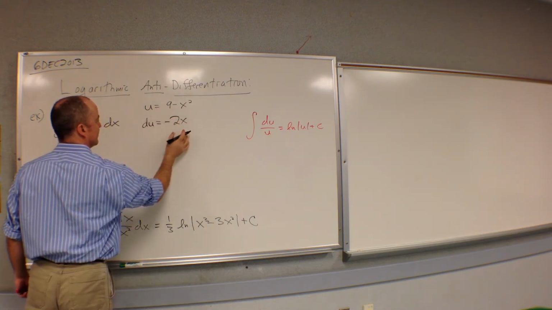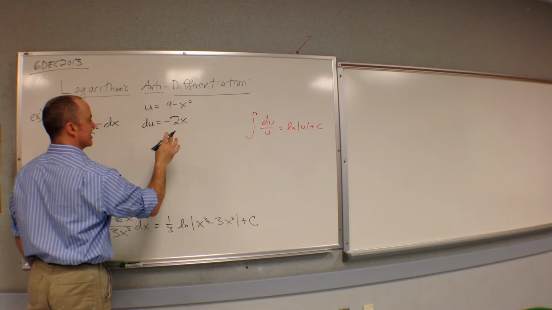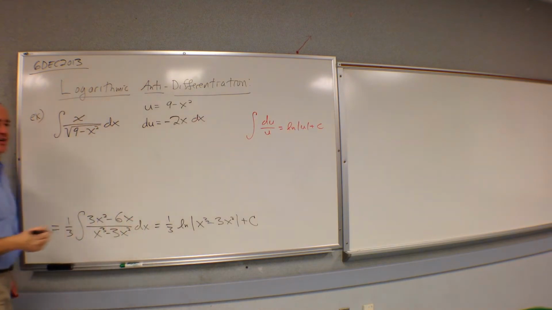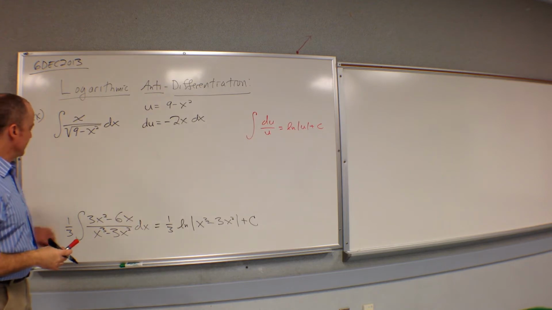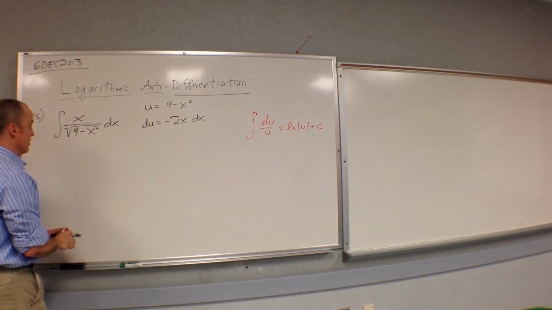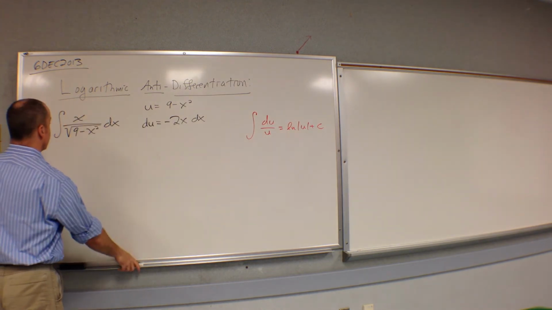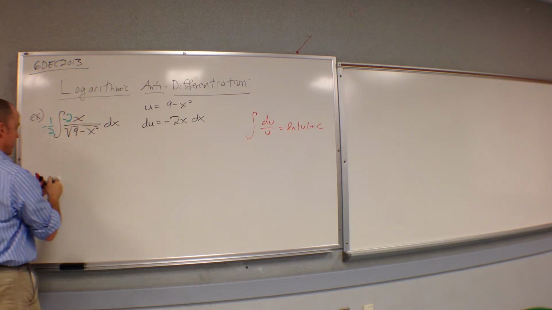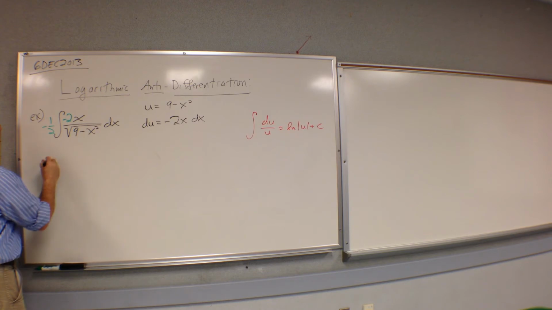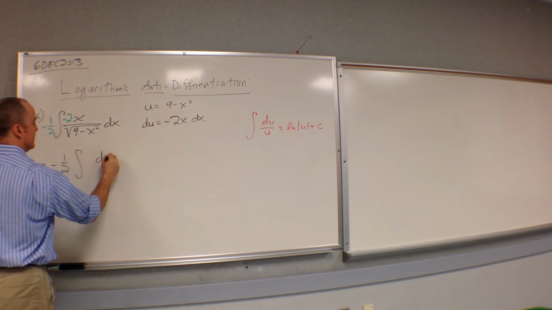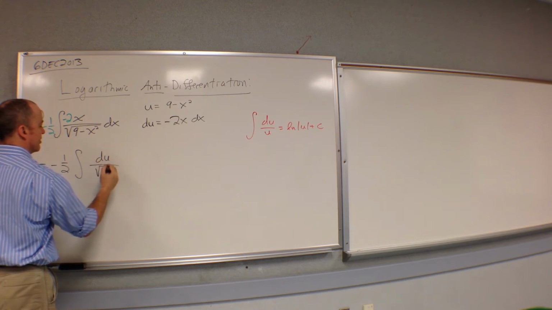Negative 2x. What are you forgetting, Ronnie? Plus 2. No, that's when you integrate. Slow down, buddy. Negative 2x is like implicit differentiation. dx. There you go. So you got the du there. Do we have negative 2x on the top? No, but we can insert it. I can put a negative 2 there and a negative 1/2 out here. So what this gets me then is negative 1/2 the integral of du over square root of u.